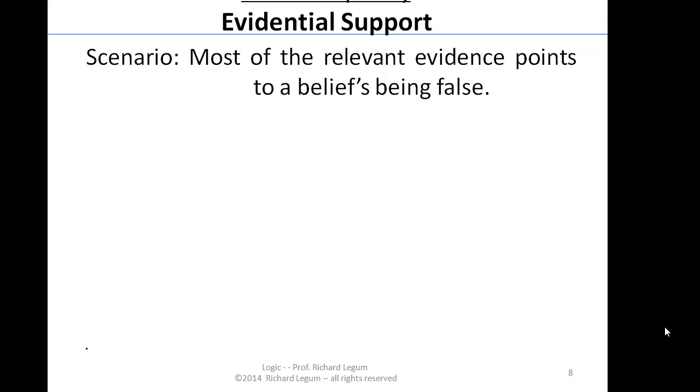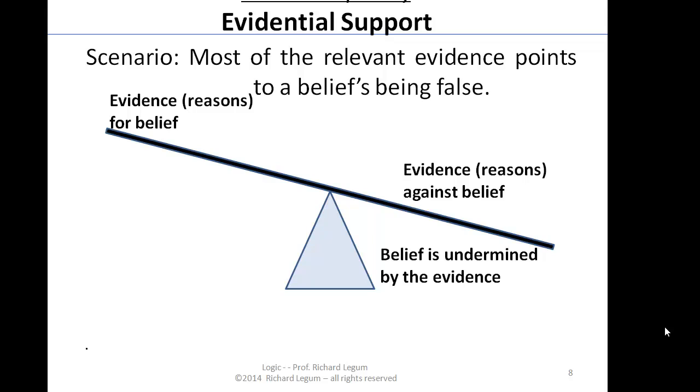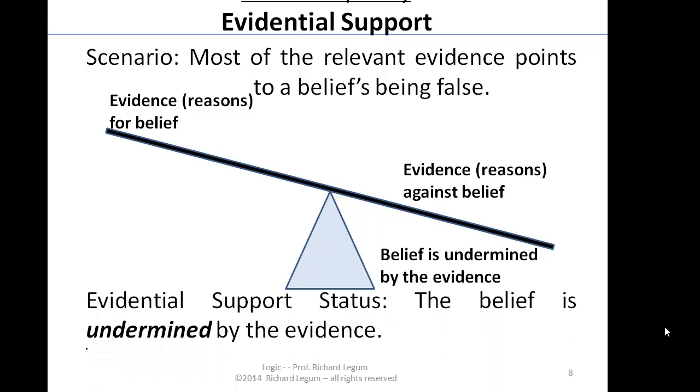Scenario number 2, most of the relevant evidence points to a belief being false. So the scale or the seesaw is tipped the other way. If you look at this, the evidence against the belief is what is pushing the scale down. So the belief is undermined by the evidence because the evidence is against the belief. So in that case, the evidential support status is that the belief is undermined by the evidence. Most of the evidence goes against the belief.